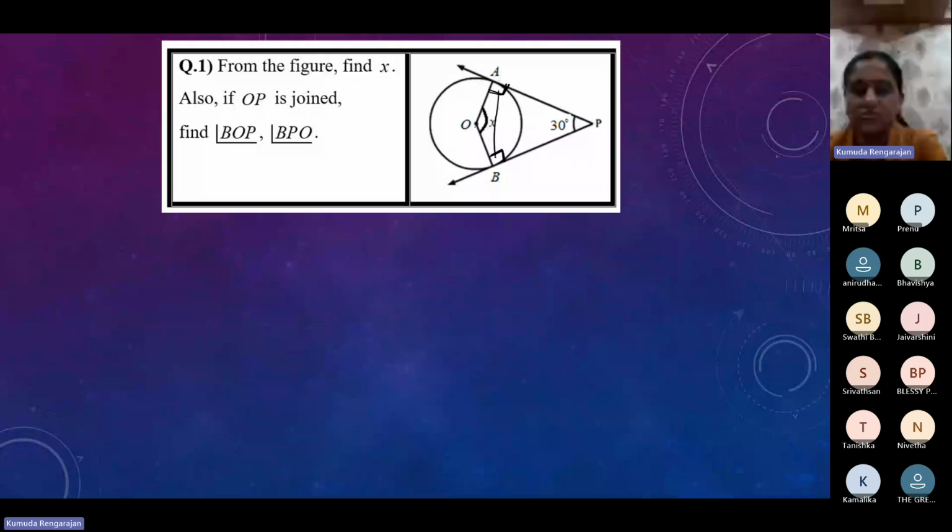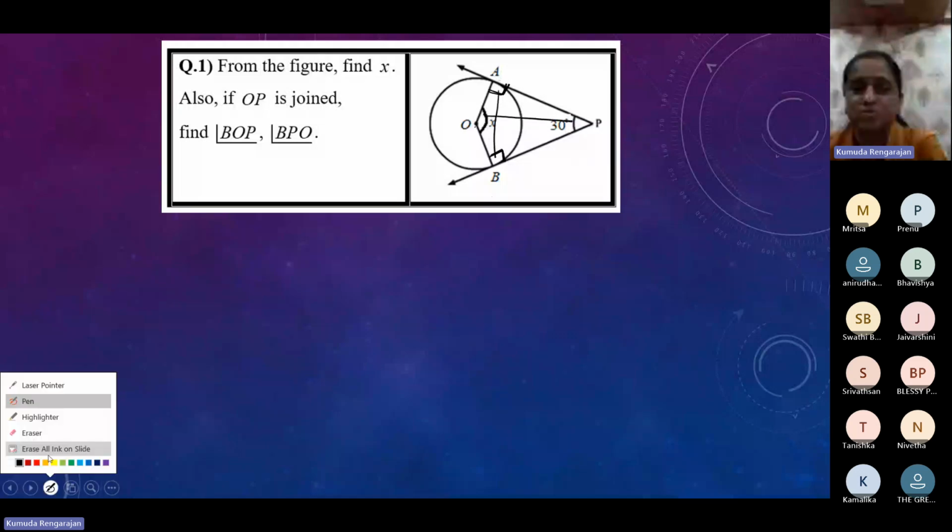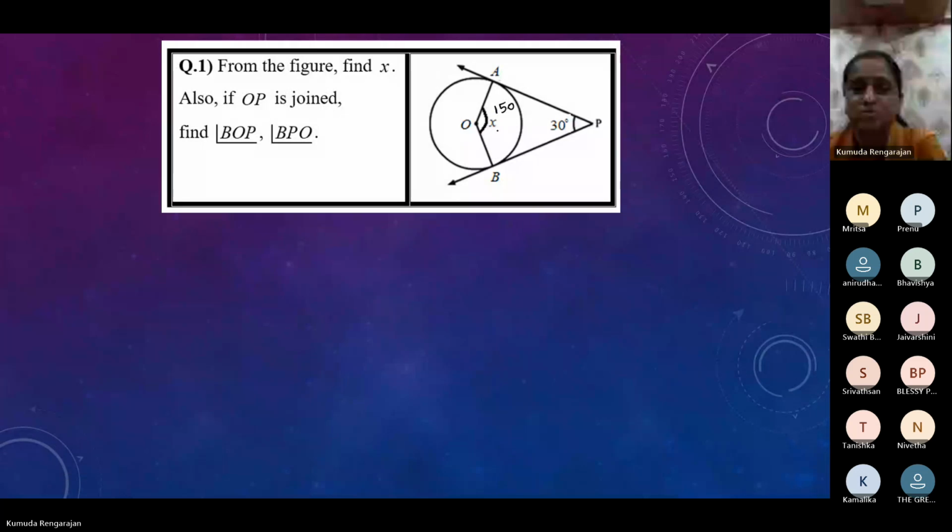This plus this is 180. So this plus this is also 180. So clearly x is equal to 150 degrees, because 150 and 30 make 180. That's about x. And then we have to find BOP. BOP. So we'll have to join.